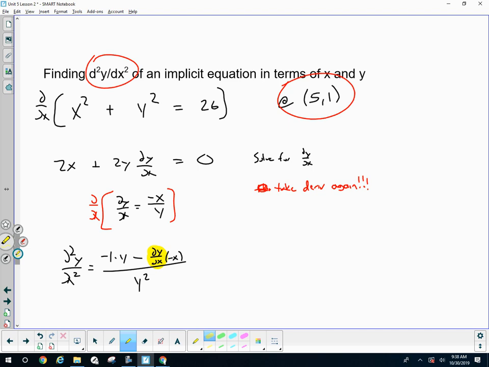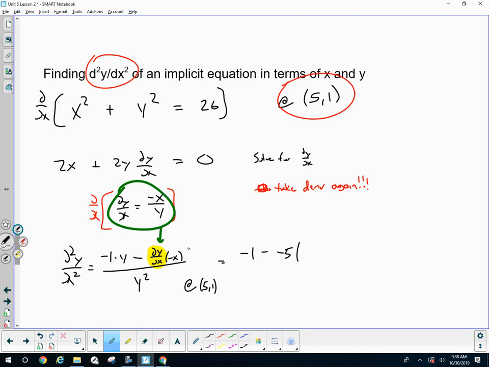What are we going to do with that? Well, it's actually not as complicated as you think. You know what dy/dx is equal to. If you wanted to, you could plug in negative x over y. However, you just want to find what it is at 5, 1. So if I want to find this at 5, 1, I would just start plugging in 5 and 1. But when I get to dy/dx, this part, I'll just have negative x over y. Well, negative x over y is negative 5 over 1, negative 5.